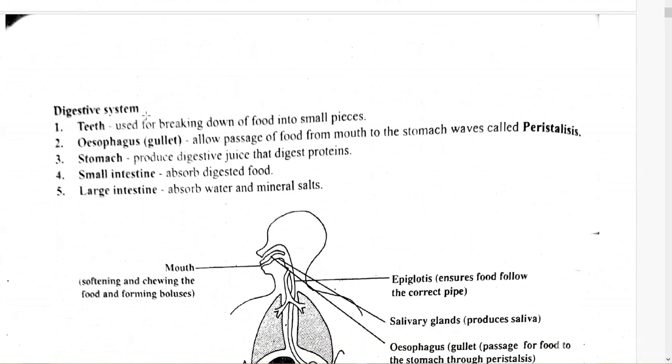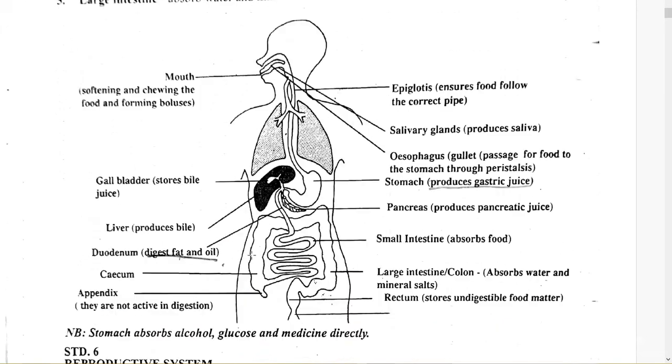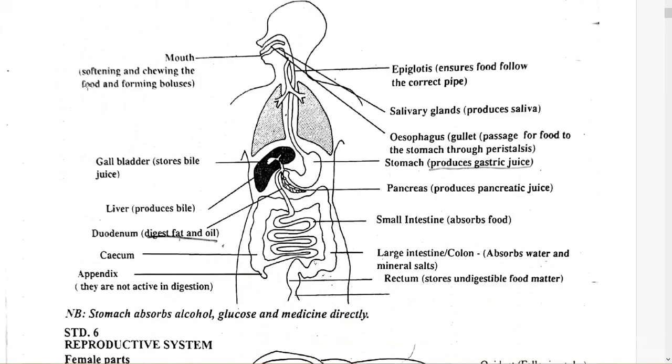The digestive system. The teeth are used for breaking down the food into smaller particles. The esophagus allows passage of food from the mouth to the stomach through waves called peristalsis. The stomach produces digestive juice that digests proteins. The small intestine absorbs digested food. The large intestine absorbs water and mineral salts. So it is important to know the functions of the large intestine, small intestine, the stomach. Hizo ndio vitu nafaa kufahamu, and then ujue label this diagram.